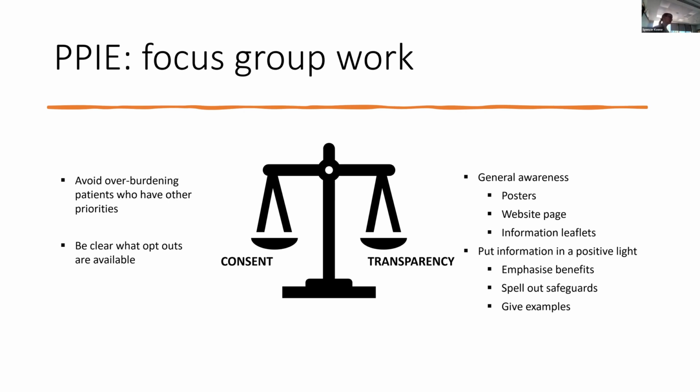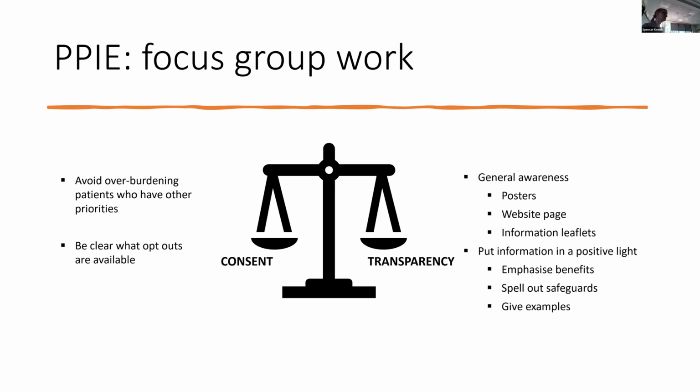What was really clear is patients did not want to be overburdened with unnecessary information, particularly when they were coming into hospital, potentially ill, worried about their health condition and their presenting complaints. They didn't want, even though they don't need to consent, they didn't want to consent either. But they did want to be clear what opt-outs were available, and they did want to be clear that this was happening in a transparent way. So they wanted it really obvious that this was happening.